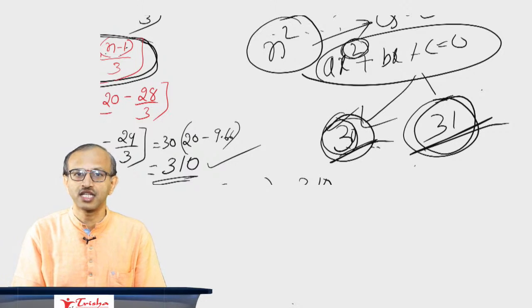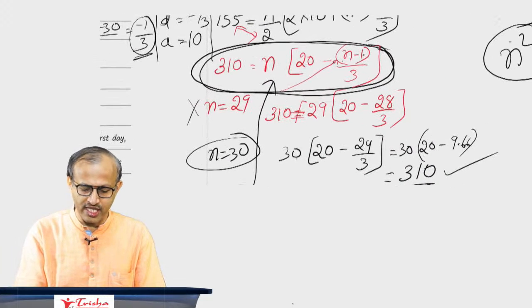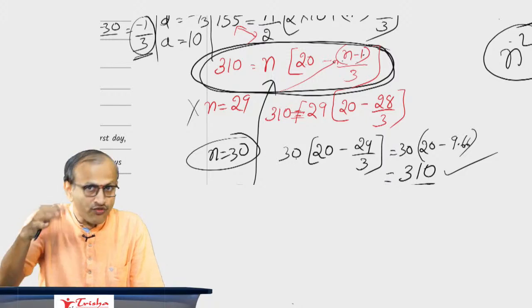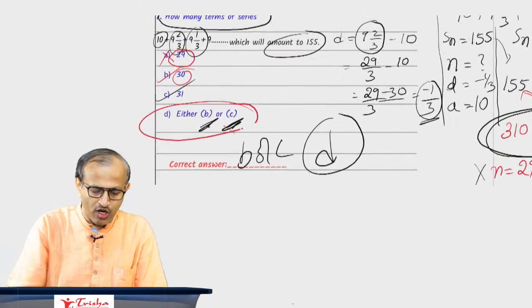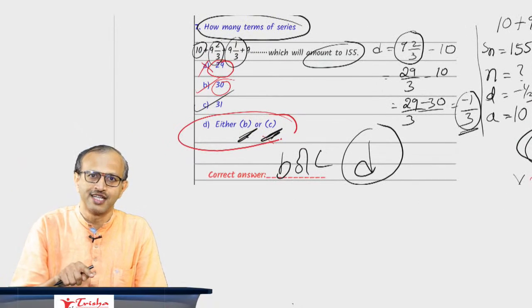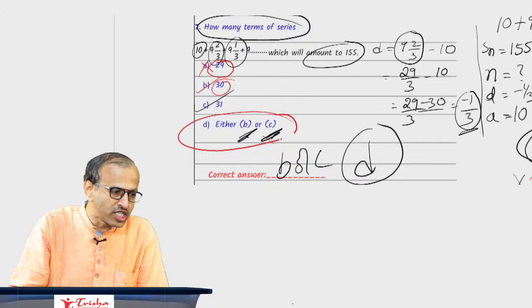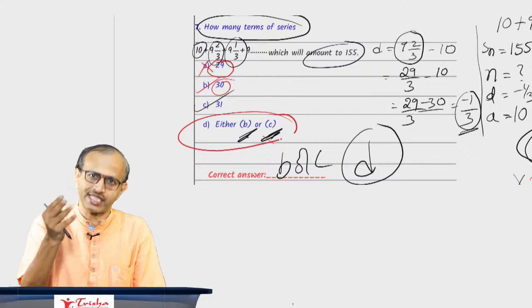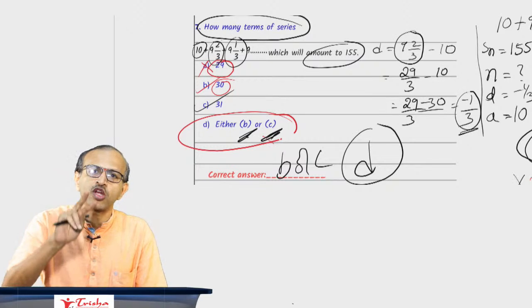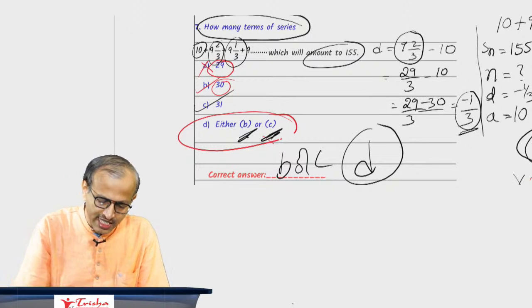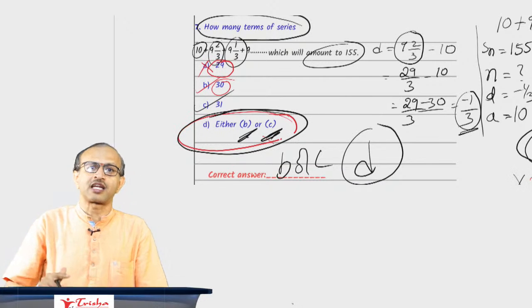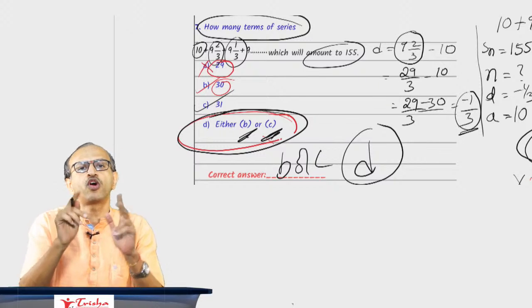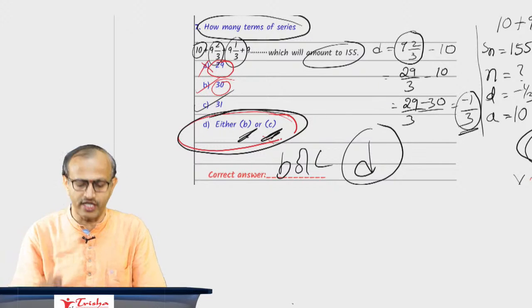Here, in this case, if at all you got one positive and one negative, or one fraction, then obviously you would have ended up with only one answer. Since both are positive integers, it cannot be a decimal also. A fraction is also a decimal. Since both are positive integers, that's why the question paper setter cleverly added either B or C. B and C are both positive integers.